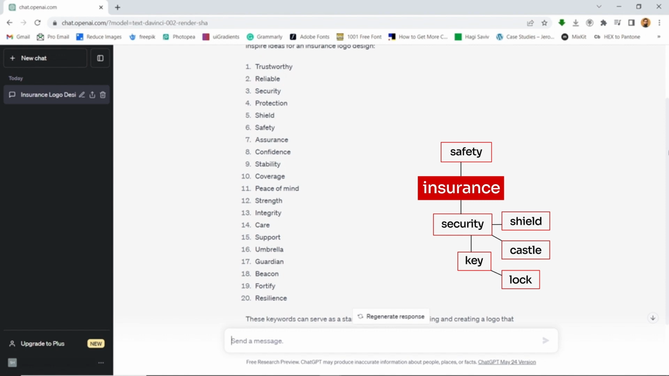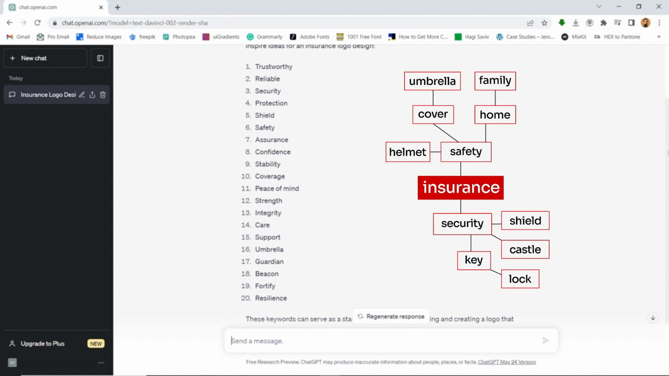And when it comes to safety, the first word that comes to my mind is safety helmet. Then the other words can be cover and home. We can further visualize cover with an umbrella or a roof design. And about home, the only keyword that is coming to my mind right now is family. And now we will simply write the same keywords on the piece of paper.